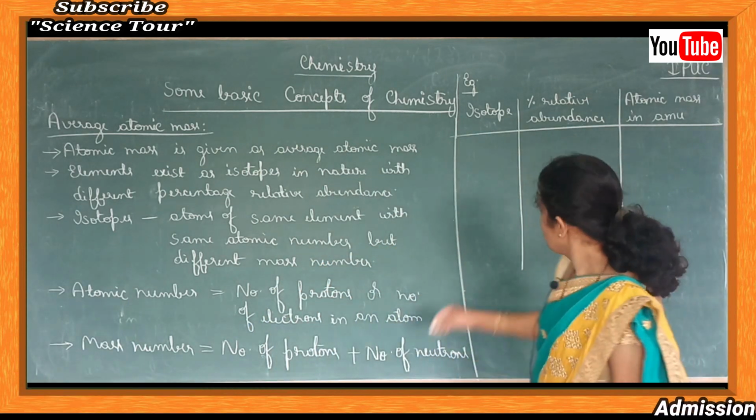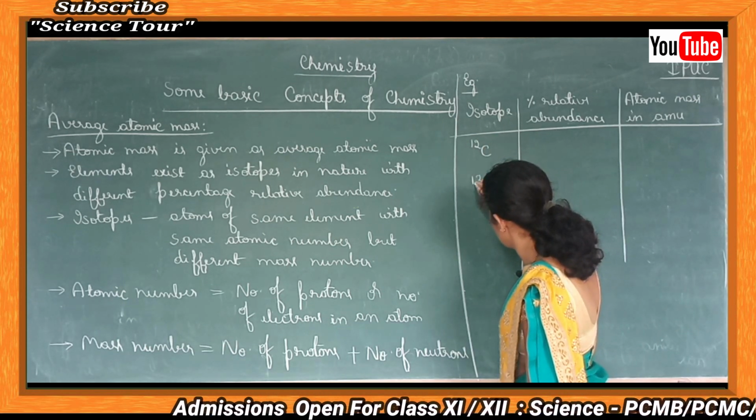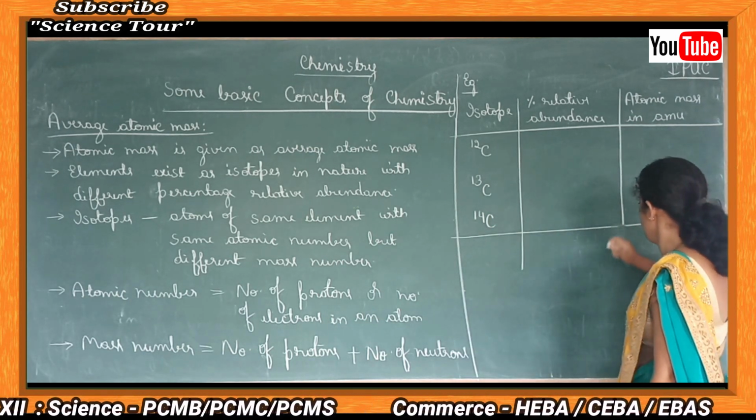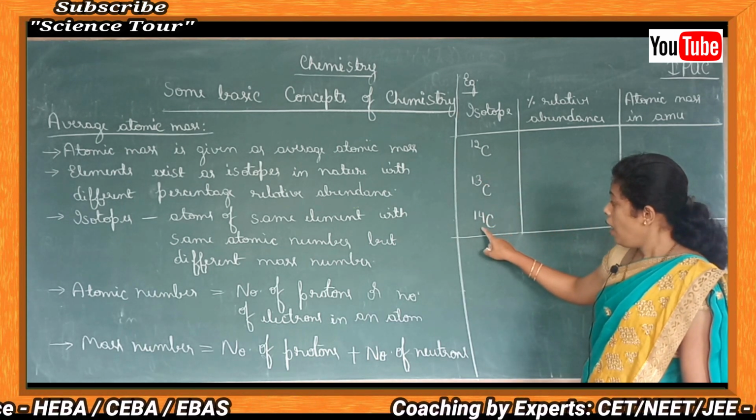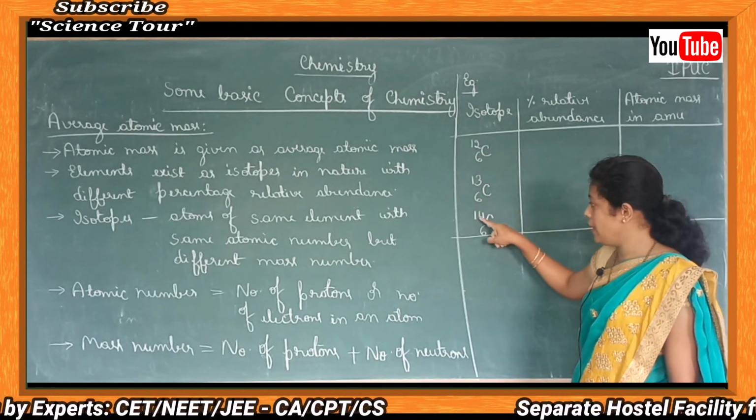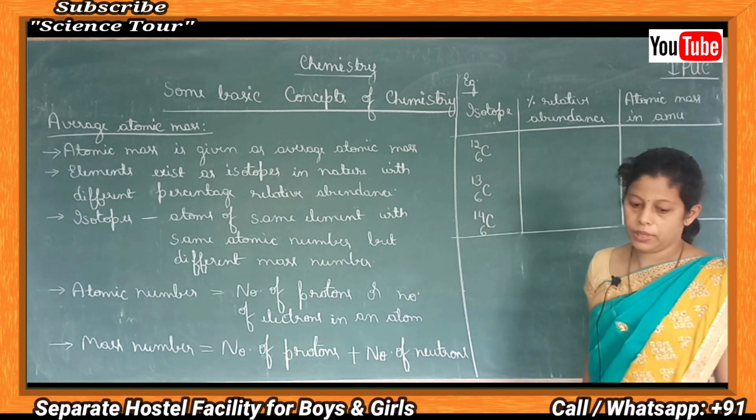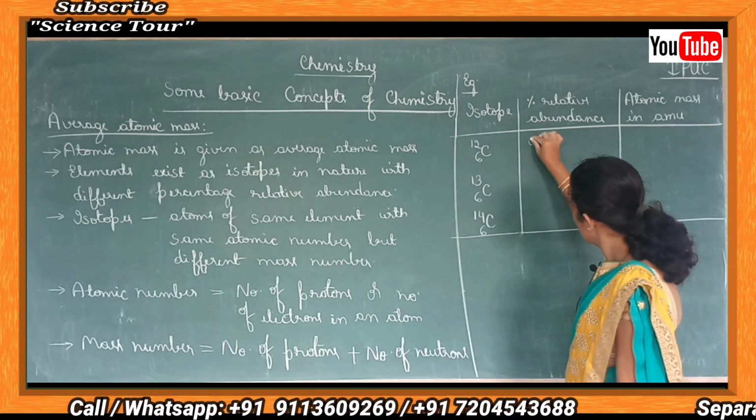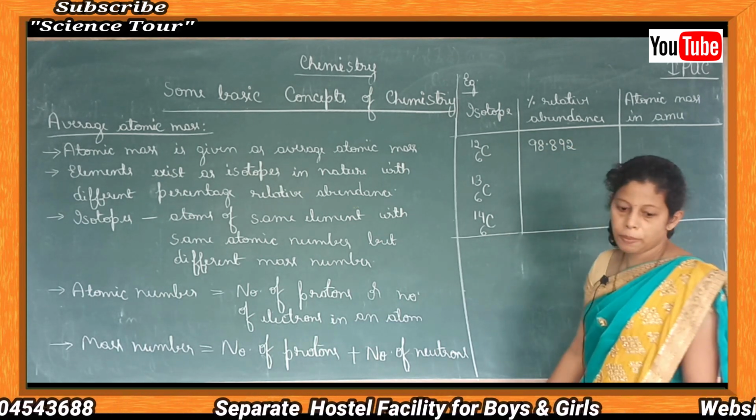Let me take the three isotopes of carbon, carbon 12, carbon 13 and carbon 14. The atomic number is the same, that is 6. The mass number is different, 12, 13, 14. So these are isotopes of carbon. The percentage relative abundance given for carbon 12 is 98.892. This is the percentage abundance.